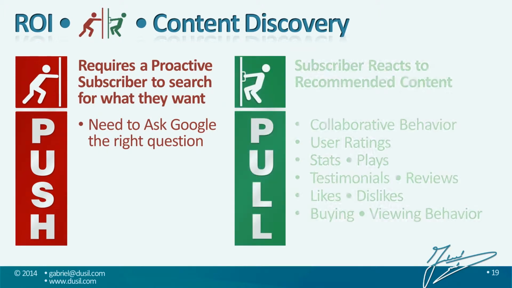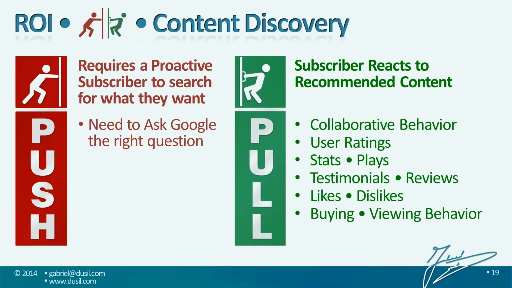In a pull scenario of content discovery, we don't really need to be proactive anymore. We just have a recommendation of content which pulls content to them, and that could be through collaborative behavior. It could be user ratings of content. It could be statistics, reviews, testimonials, their likes and dislikes, which modify the recommendations that they receive, or it could be their buying and viewing behavior, which also adds into a robust content discovery and recommendation engine.